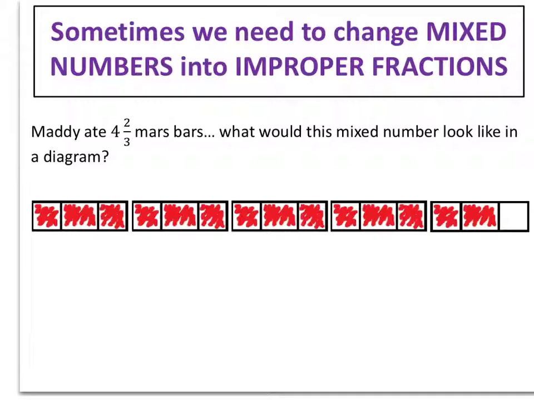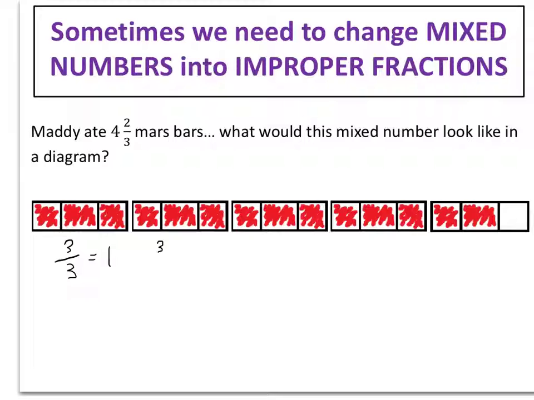Sometimes we need to go the opposite way and change mixed numbers into improper fractions. Here is another example. Maddie ate 4 2/3 of a Mars bar. What would this mixed number look like in a diagram? Here we have 3/3, which is equal to 1 Mars bar.